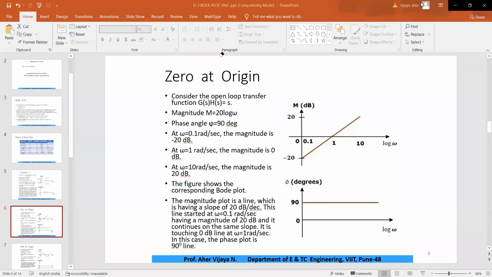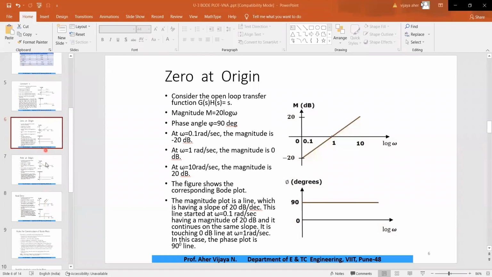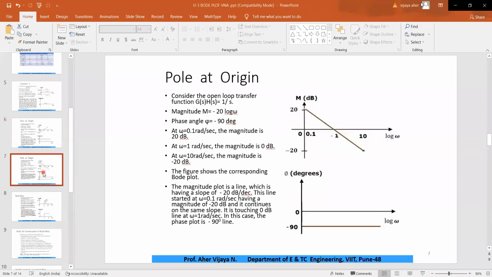Now next, students, you are supposed to write with me. Next, poles. Pole at origin, a single pole at origin. This is the third point in our diagram. We have seen zero at origin. Now if there is a pole at origin, how do we draw the Bode plot? That you are going to study here. So consider the transfer function G(s)H(s) is equal to 1 by s. Equation for magnitude for a pole is equal to minus 20 log of omega to the base 10. Equation for phase angle phi is equal to minus 90 degree, which is given in the table. Here also you have to put different values of angular frequency omega is equal to 0.1, 1, 10 and so on. You will get different values of magnitude and plot.